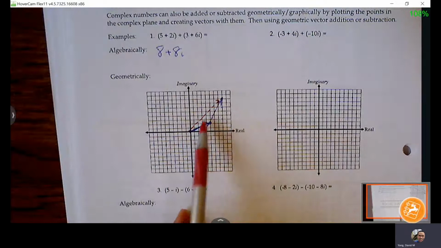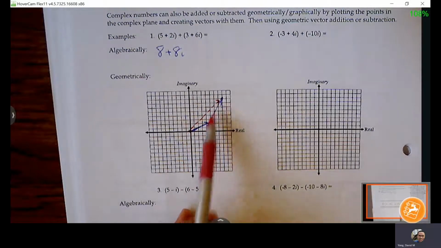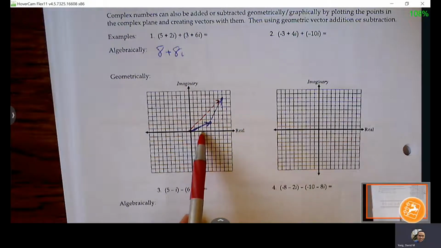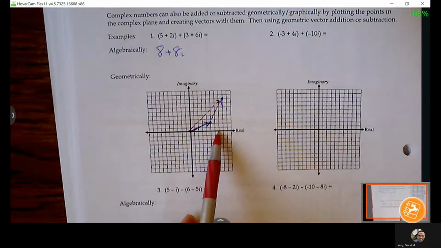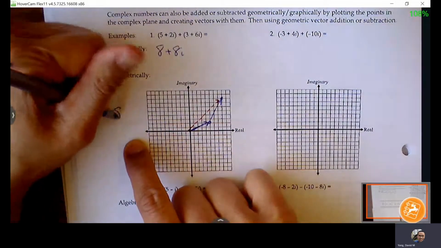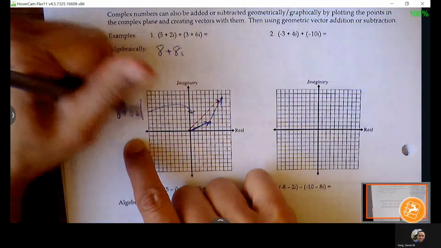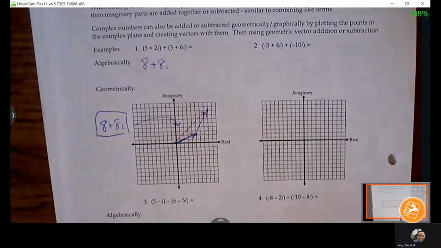See if you can get the resultant vector in component form, count to the right and count up. So how many units can we go to the right and go up to reach the destination of this resultant vector? How many units over? 8. Okay, how many units up? 8. So the same result, right? We're just arriving using a geometric vector.